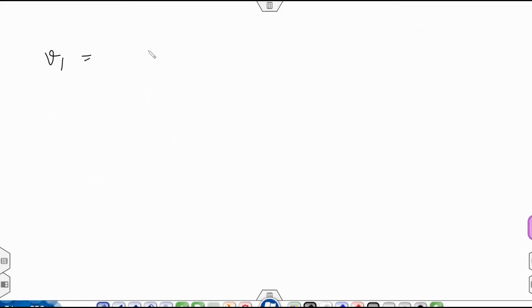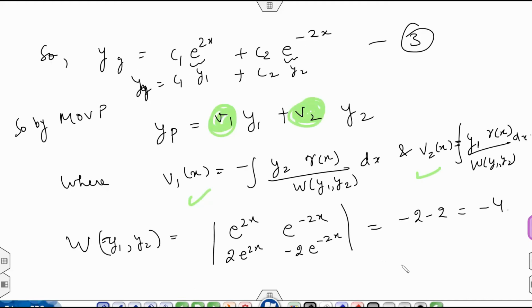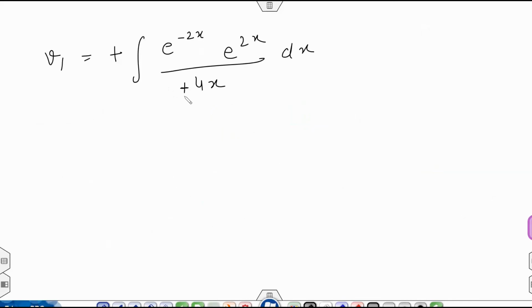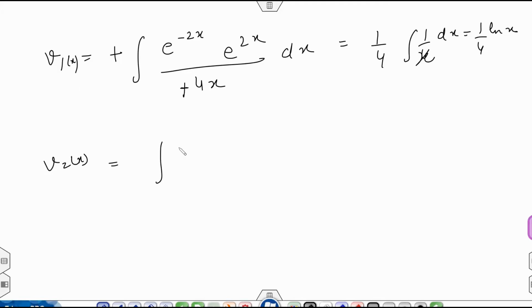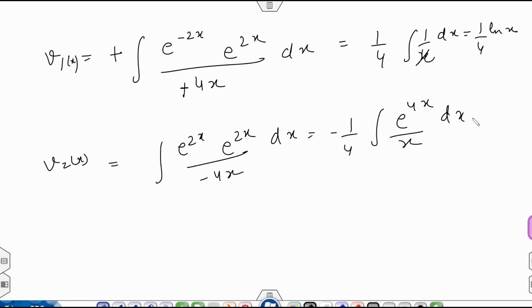So my v1 will be equal to the integration of e to the power minus 2x e to the power 4x upon... into dx. What I did, this is my minus 4, right? We have a minus sign, so I made it plus. So after integrating, I am getting 1 by 4 ln of x. This was my v1(x). Now let us find v2(x). This will be equal to... now you can see that it is not solvable, so we will keep this expression here itself.